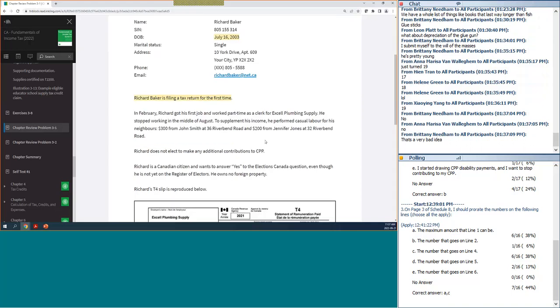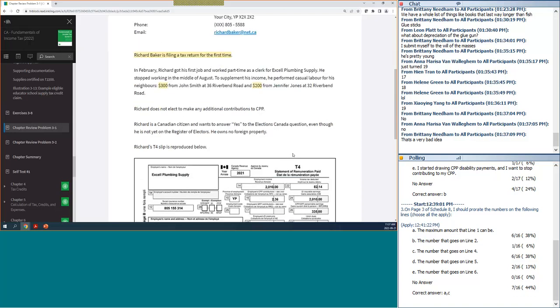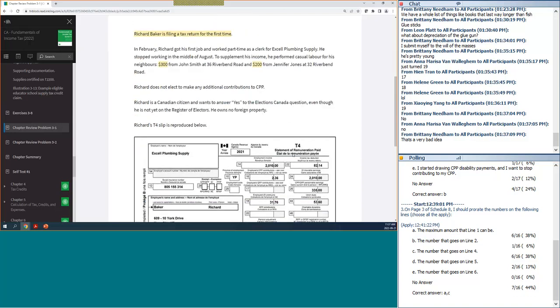Okay. He worked at his first job. And then he did some casual labor. I have a $300 and a $200 that's got to go on my tax return because it is taxable income. Okay, he does not want to elect to make any additional contributions to CPP, but he might be able to, right? He has casual labor. If he wants to, you should have a conversation with him, tell him how it works, and he'll go, I have to pay how much on my tax return? Never mind, I'm good. But you're going to give him the option.